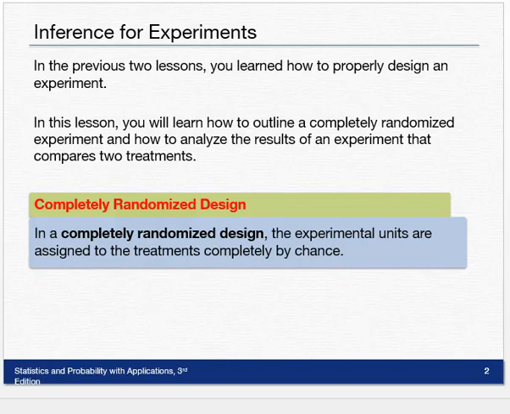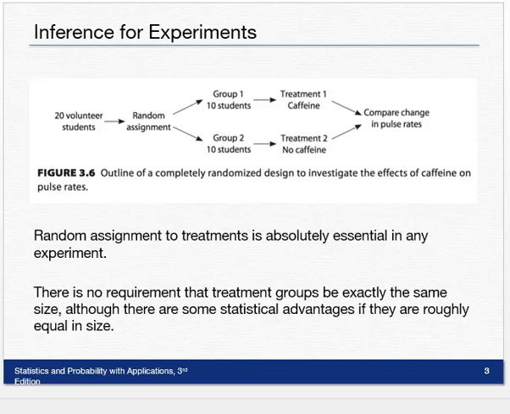In this lesson, you will learn how to outline a completely randomized experiment, how to analyze the results of an experiment that compares two treatments. In a completely randomized design, the experimental units are assigned to the treatments completely by chance. You would use one of the methods that we talked about previously, slips of paper, random number generator, any random method to assign them treatments. So here's an example.